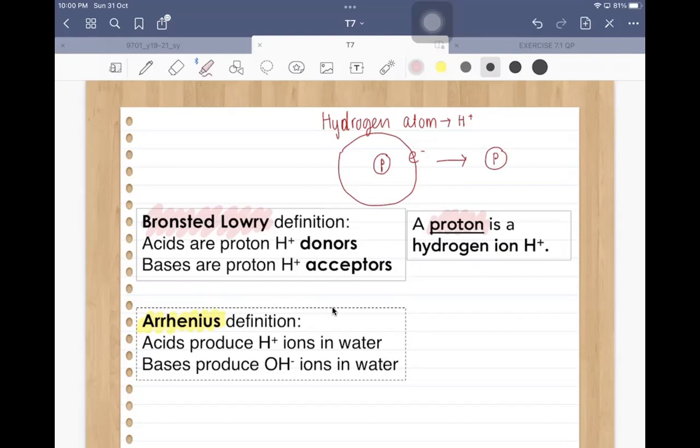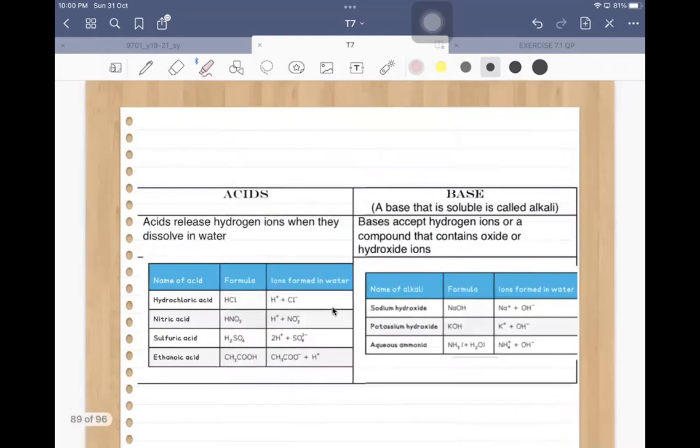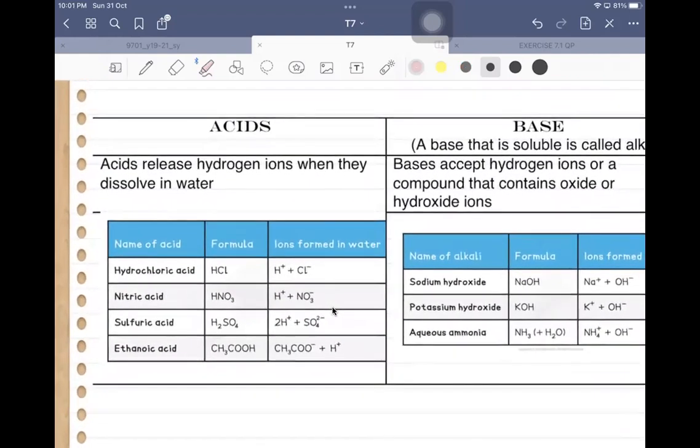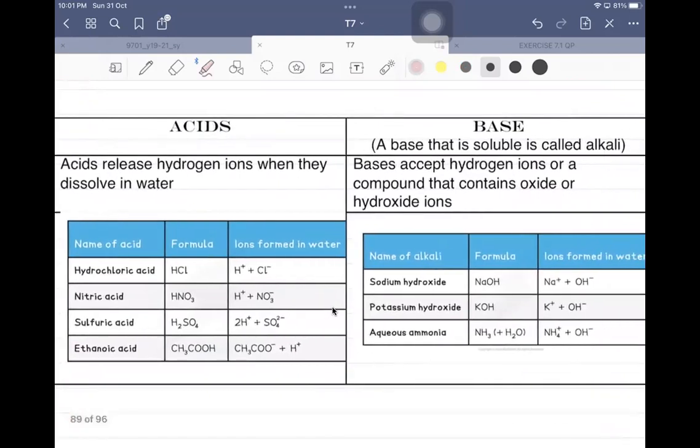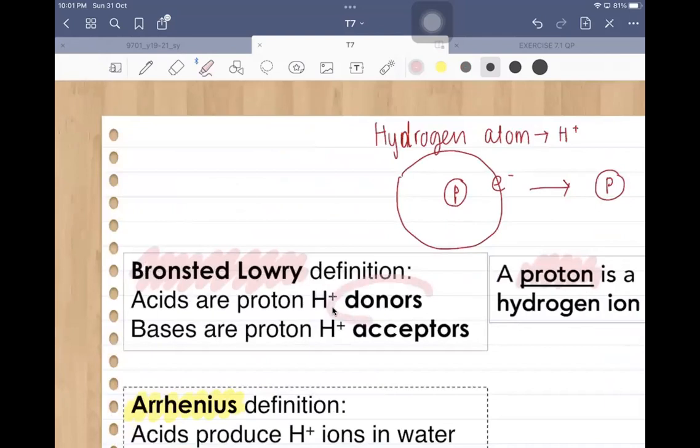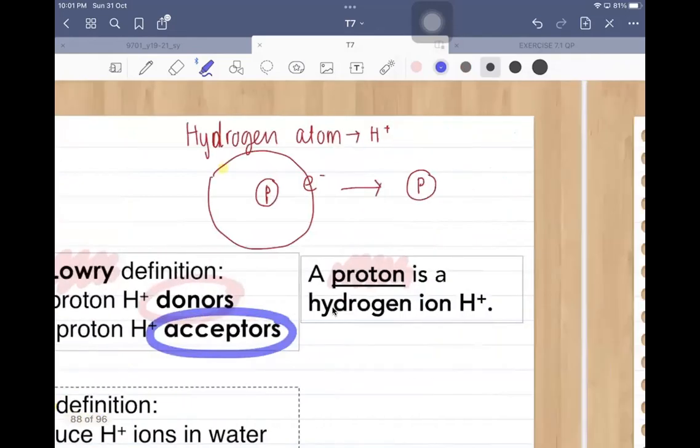Okay, moving on. I will revisit the Bronsted-Lowry theory later on. I want to define acids. Acids release hydrogen ions when they dissolve in water. Bases accept hydrogen ions or a compound that contains oxide or hydroxide. Sorry, I forgot to define Bronsted-Lowry. Acids donate protons, bases accept protons. All right. So how? Later we have a look.